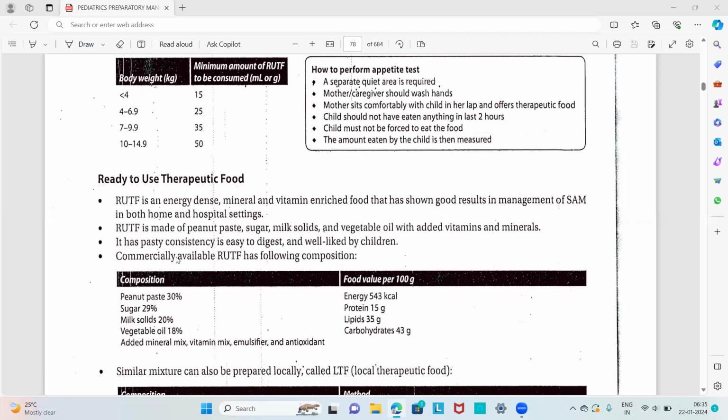It is commercially available, with the following composition: peanut paste constitutes 30%, and its energy value is 543 kilocalories, sugar 29%, protein content 50 gram, and also milk solids 20%, vegetable oils 80%, added mineral mix, vitamin mix, emulsifier, and antioxidant. And these are the food values per 100 gram: energy of this RUTF is 543 kilocalories, protein is 50 gram, lipids 35 gram, and carbohydrate is 43 gram.